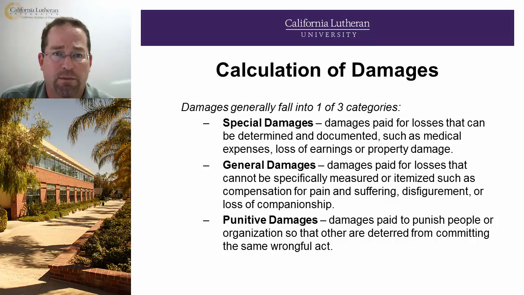General damages are those that can't be specifically measured, so compensation for pain and suffering, disfigurement, or loss of companionship. Now, the last type, punitive damages, are designed to punish, and those are not covered by insurance. So, for example, if you're drunk driving and you get into an accident, your insurance company generally is going to handle the liability for the other party's injuries. But if the court says that because of your drunk driving, you have to pay $10,000 in punitive damages, your insurance company is not going to cover that. That will come out of your pocket.